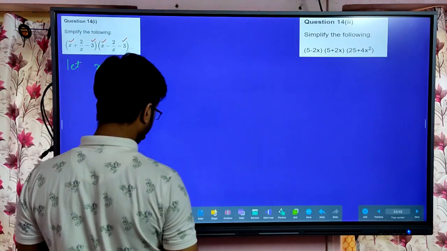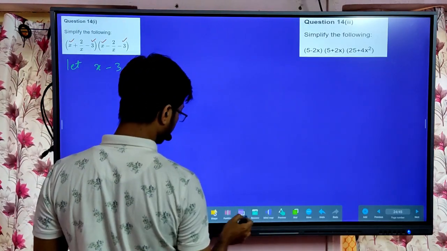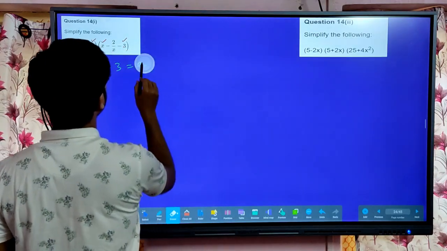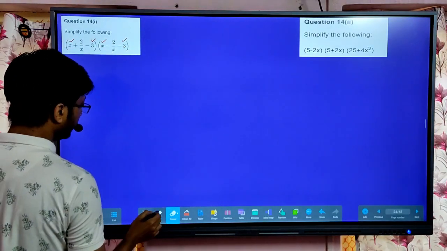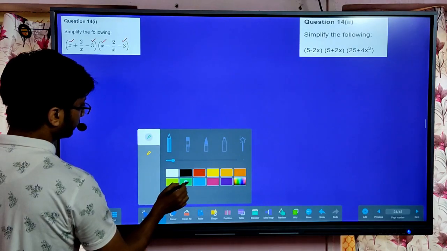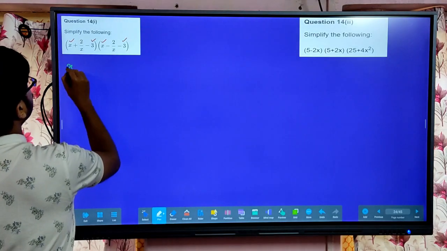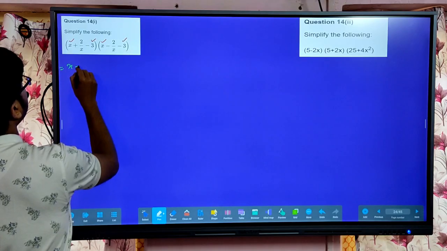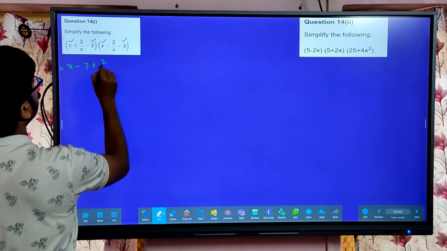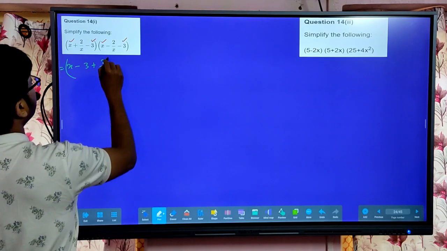Now before that, you arrange. Before considering, you arrange first, then it will be easier for you to understand. You arrange these terms first. So x will be equal to x minus 3 plus 2 by x. So arrangement is first, okay.